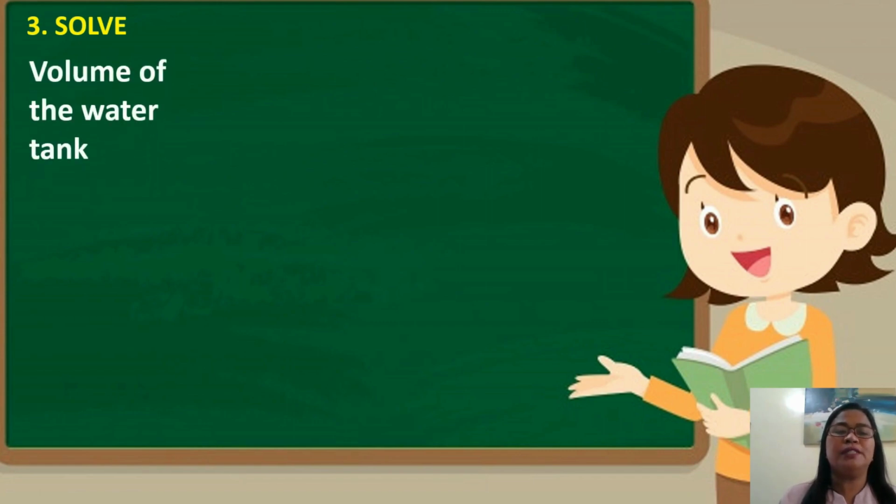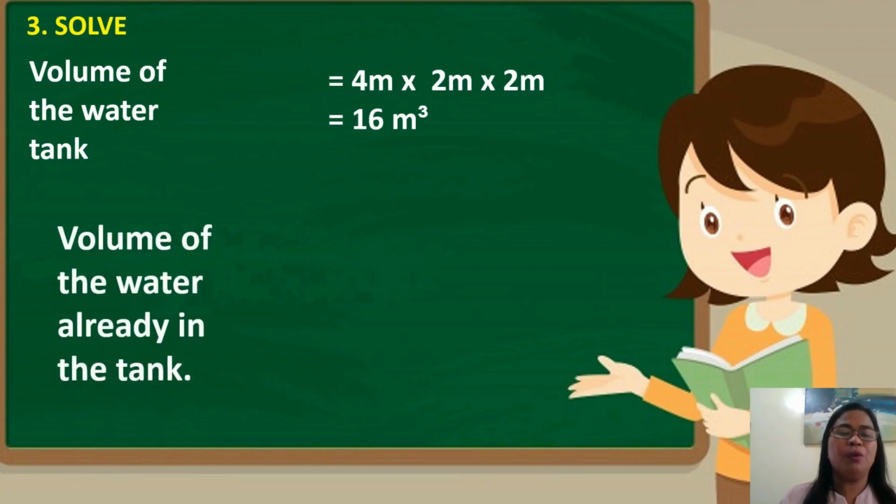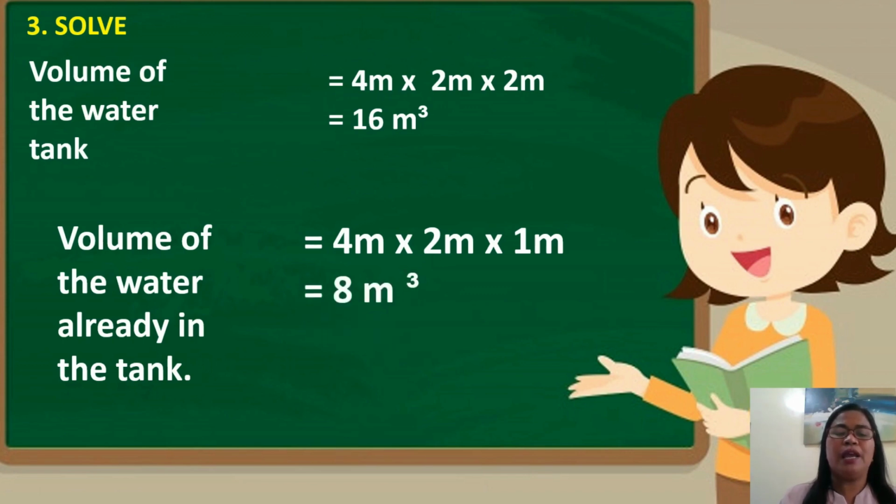Next step, solve. We will solve first for the volume of the water tank using the formula. Volume of the water tank is equal to 4 meters times 2 meters times 2 meters is equal to 16 cubic meters. Then, volume of the water already in the tank is equal to 4 meters times 2 meters times 1 meter is equal to 8 cubic meters.